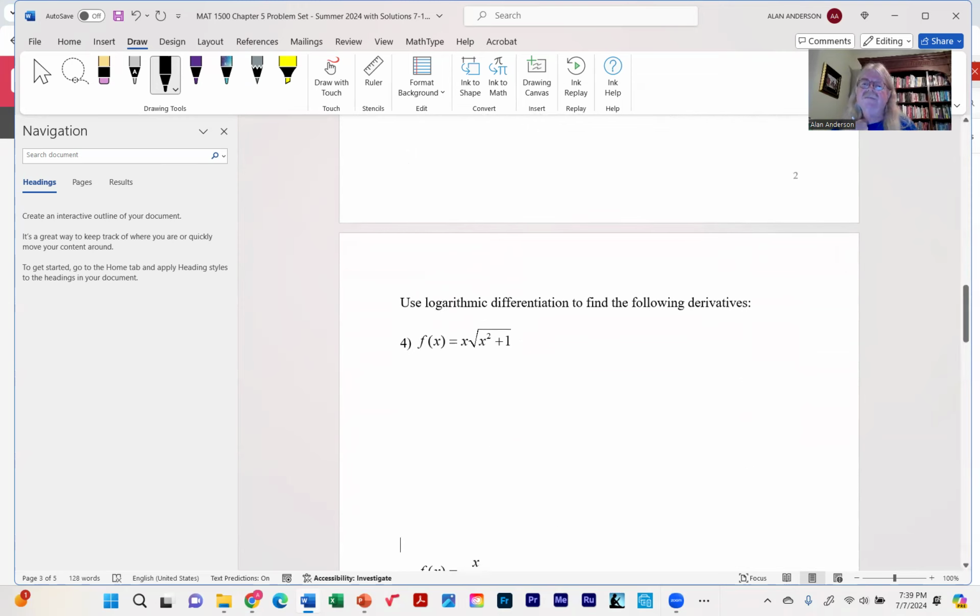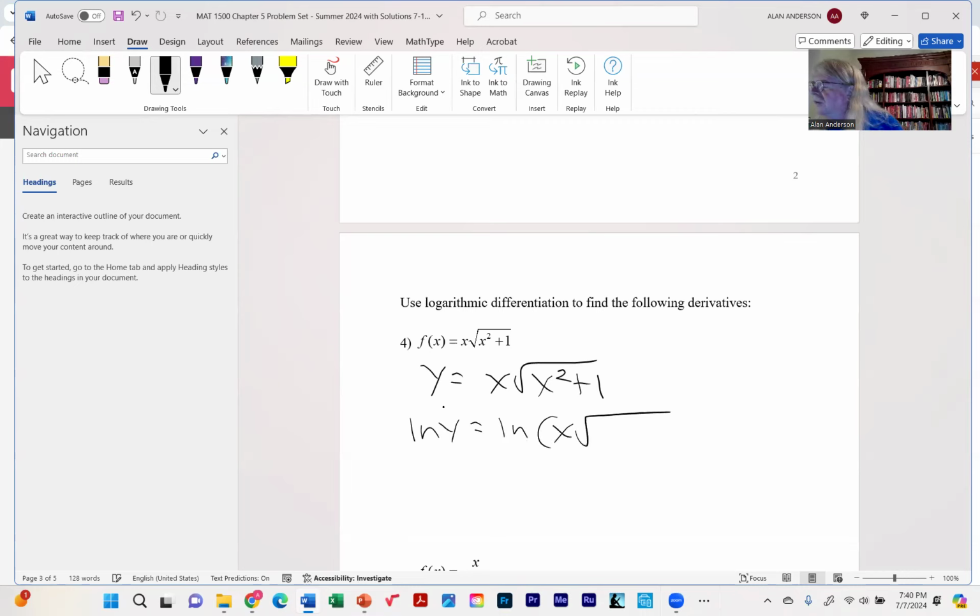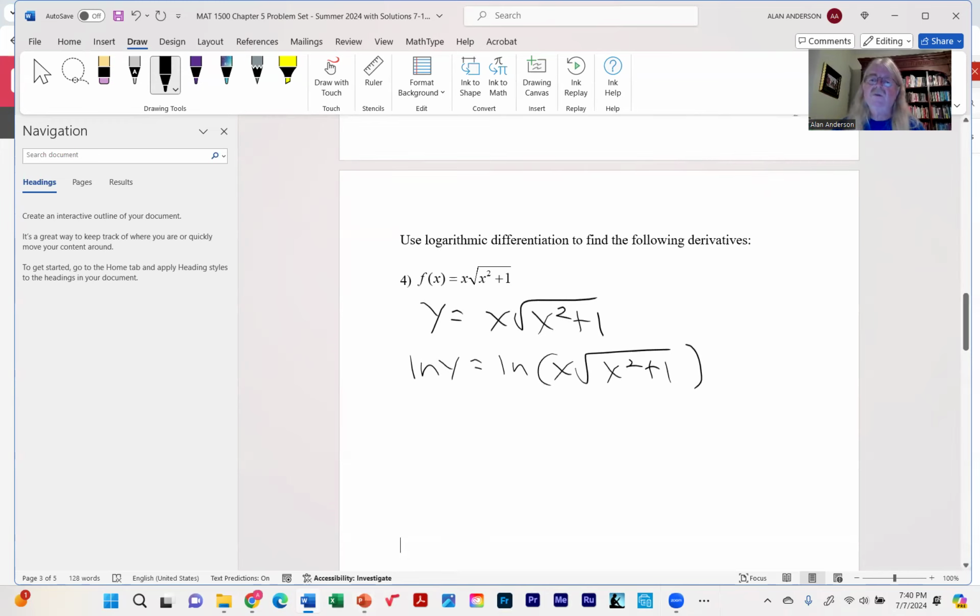Logarithmic differentiation. Well, what is that all about? What we're going to do is take the log of both sides. Usually the only reason to do this is to make it a little simpler for ourselves. If it doesn't, there's no point, but it does specifically ask us to use logarithmic differentiation. So let's do that, and then at the end, we can confirm it by simply using the product rule.